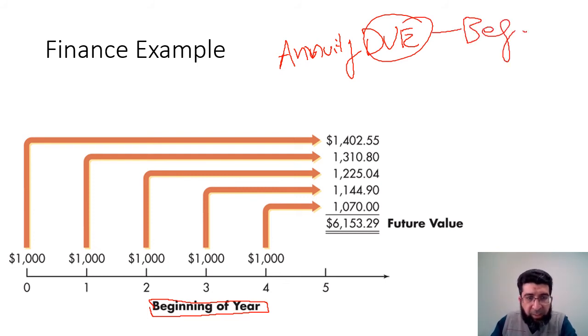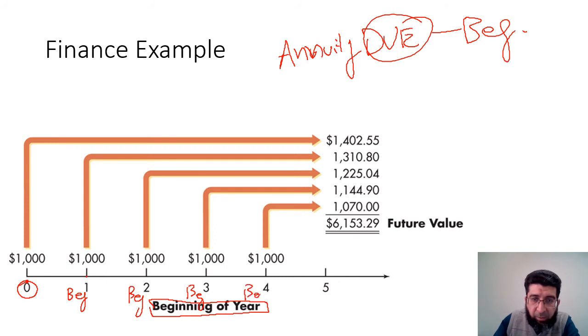Now beginning means that it starts from zero, from year 0. If it starts from 0 and we have 5 years, then eventually it will end at year 4. So if we assume 0 is today, we invested 1000 today, we have only 5 cash flows to invest. So at the beginning of next year, this will be beginning of year 1, this is beginning of year 2, beginning of year 3, beginning of year 4, and finally beginning of year 5.